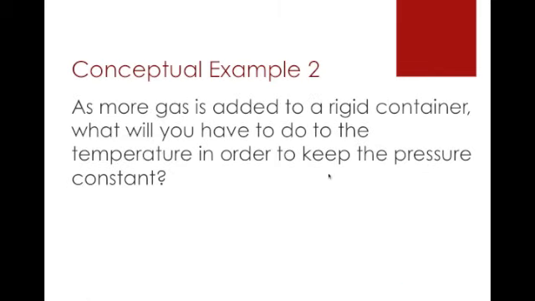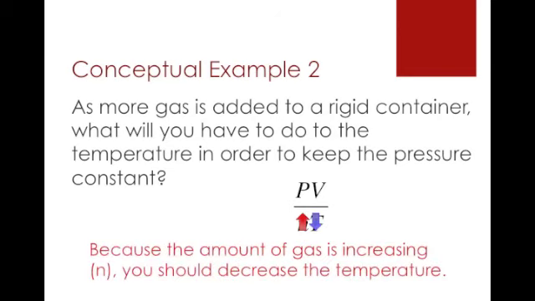Let's take a look at another. As more gas is added to a rigid, there's that word again, container, what will you have to do to the temperature in order to keep the pressure constant? Well, we write our formula. It says rigid, so volume staying the same. I want to keep the pressure constant. It says as more gas is added, so the amount of gas is going up. Temperature is right next to that, so if gas goes up, temperature has to go down in order to keep the pressure constant. So the temperature will have to decrease.